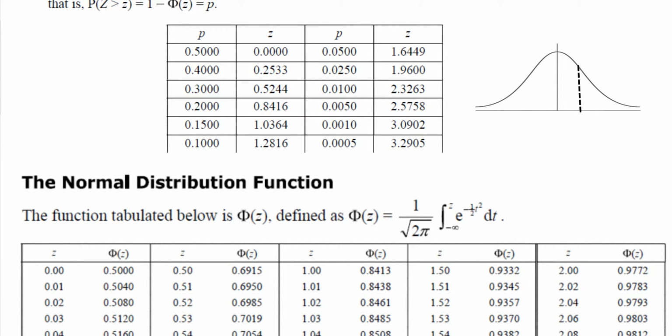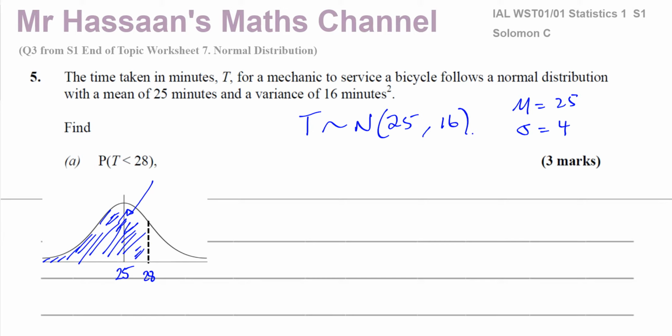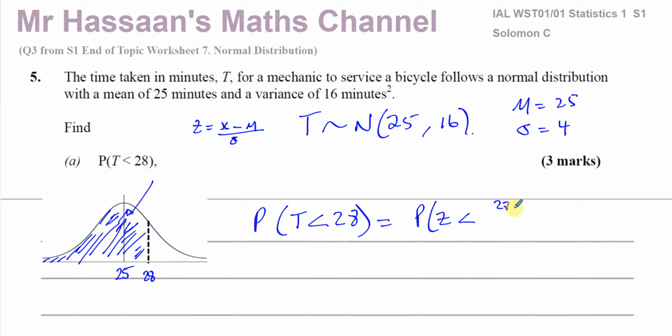So basically here we can standardize the value of 28, and to do that we use this formula. The probability that the time is less than 28 is the same as the probability that z is less than, and we use z equals x, which is the amount you want to standardize, minus the mean, mu, over the standard deviation. That will tell you how many standard deviations this is away from the mean. So you have 28 minus 25 over 4, which gives you 3 over 4.